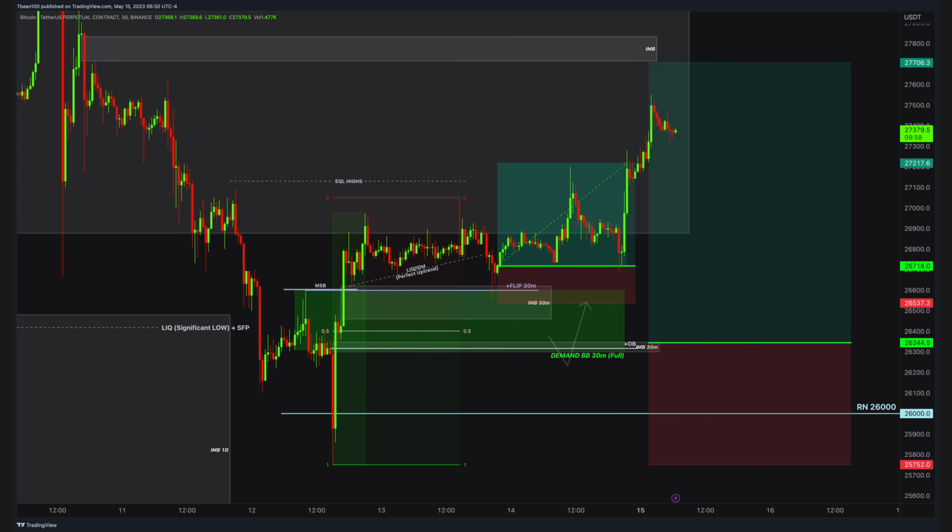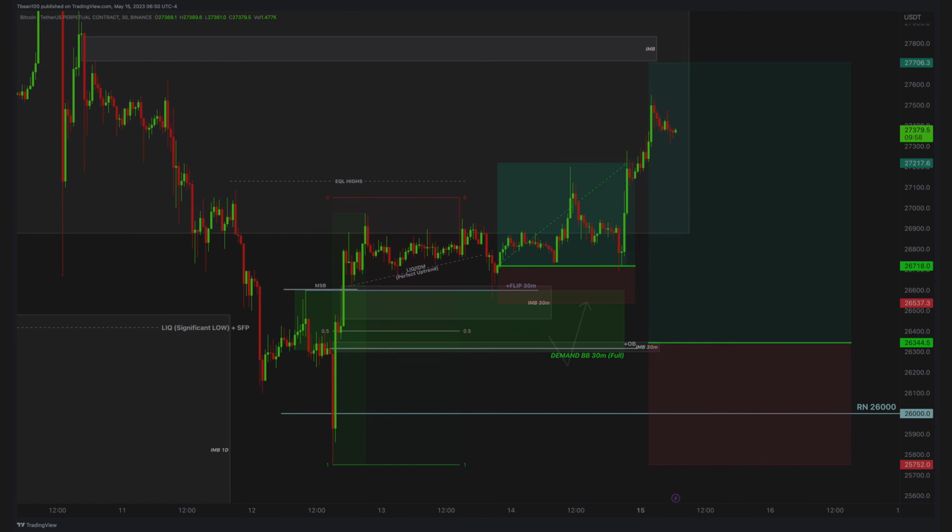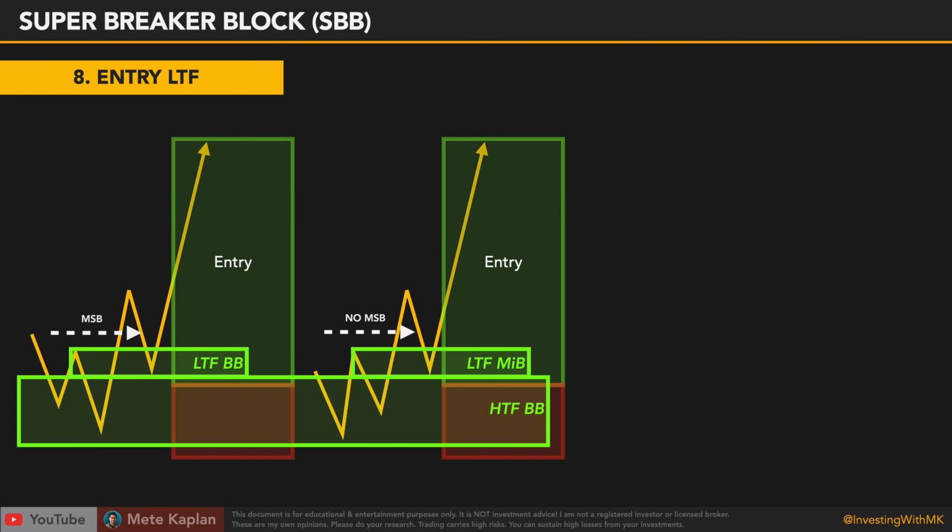But why? Price tapped the breaker block. The first touch. Significant flip point. Price tapped the major imbalance after the internal inducement with hunt. So many reasons to enter. So, my idea was simple. 2 trades. If one fails, I will use the other one. If I end up with 1 loss and 1 win, I'm still the best trader in the world in terms of statistics. Let's move on to the low time frame entry models.